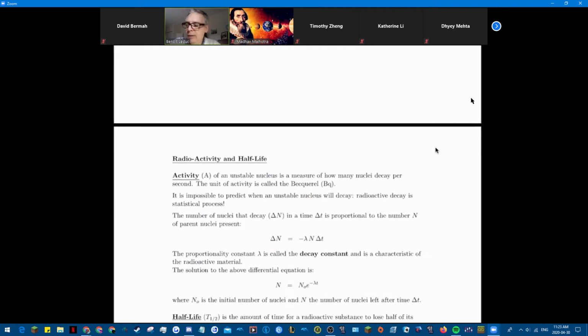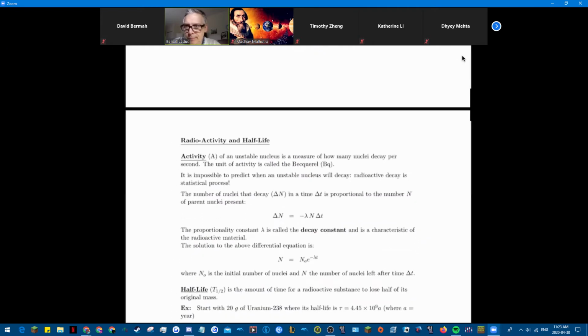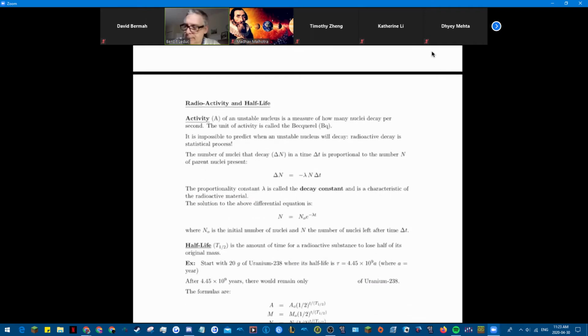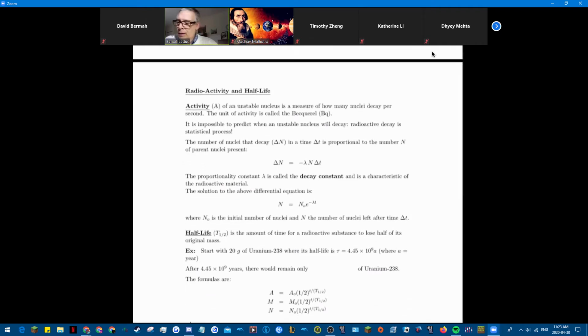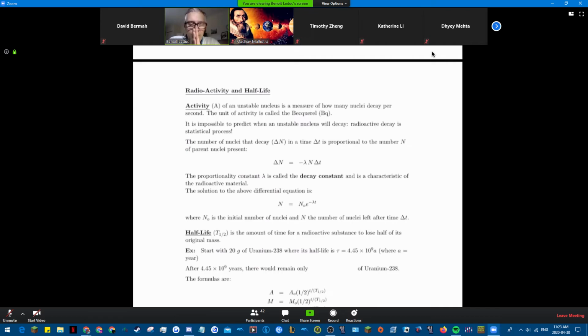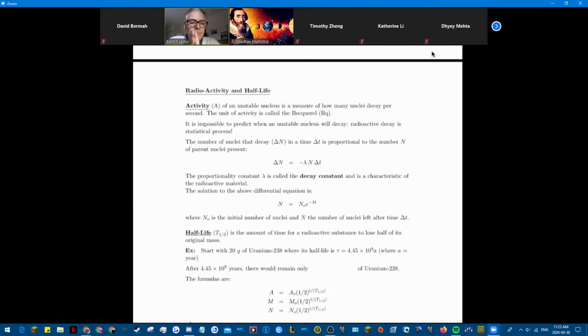All right, so let's do the last part here. How do we measure the radioactivity? Radioactivity, once again, a radioactive nucleus is a nucleus that is not stable, that will break down into smaller fragments, that will decay into other fragments, other nuclei or other particles.